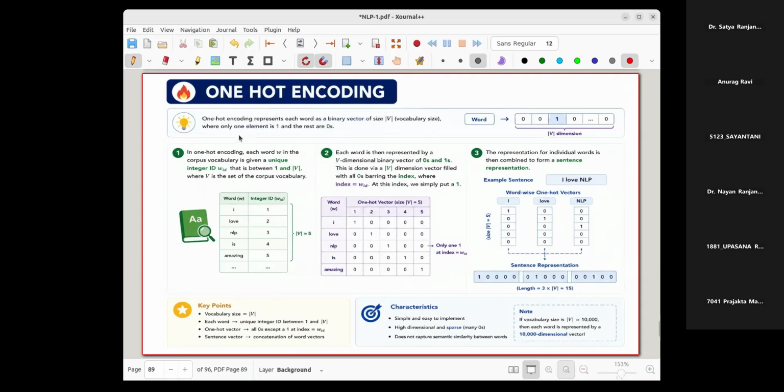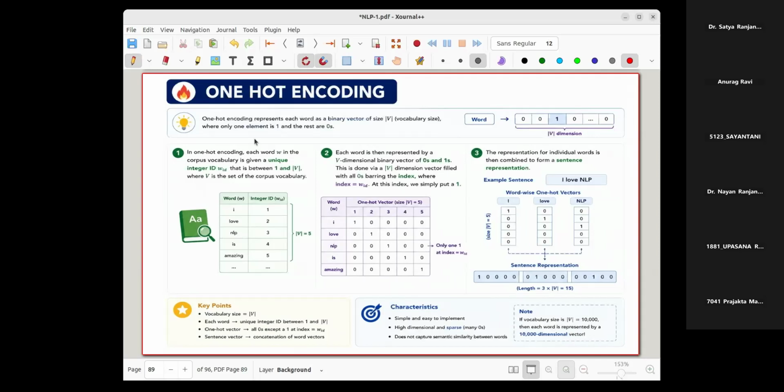Here you see, one-hot encoding represents each word as a binary vector of size V. V is the number of unique words present in the vocabulary, meaning the size of the vocabulary, where only one element is 1 and the rest are 0. How do we get this? Very simple. In one-hot encoding, each word W in the corpus vocabulary is given a unique ID. That means first you identify the vocabulary, then give a number to each word. That is called the index or ID of the word.